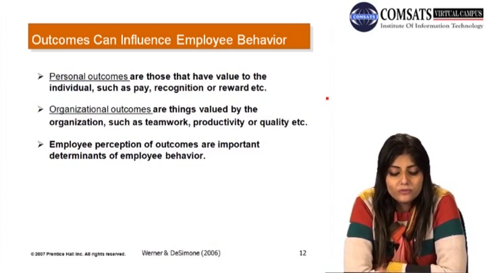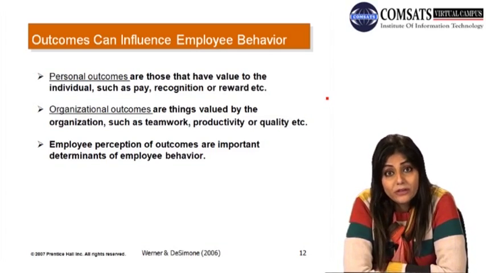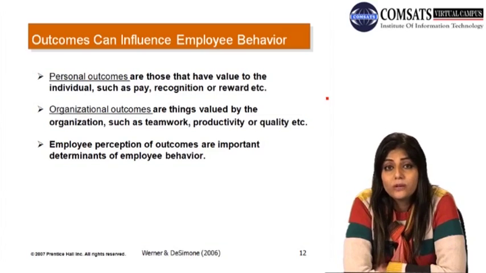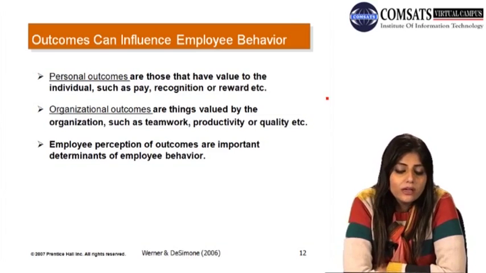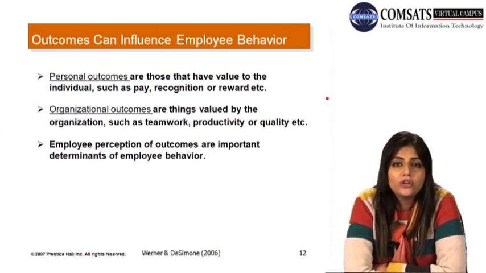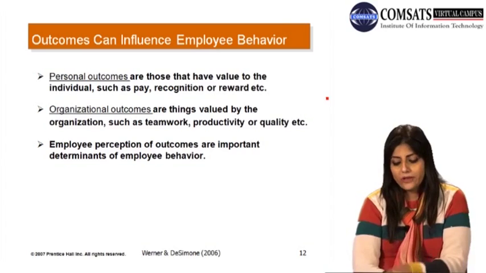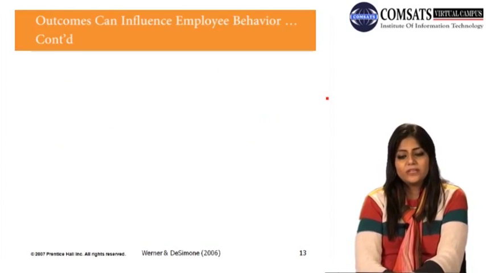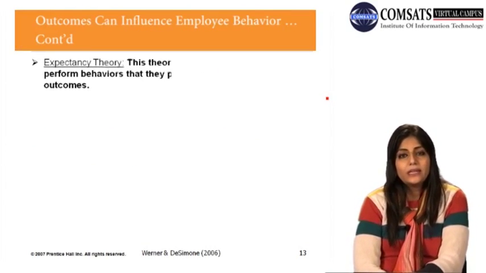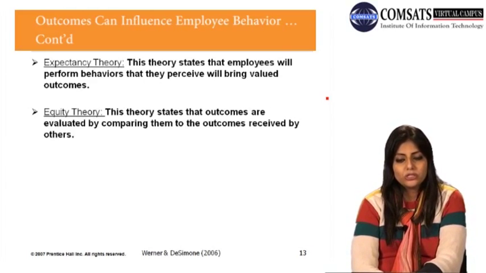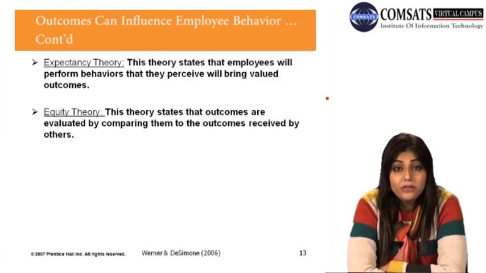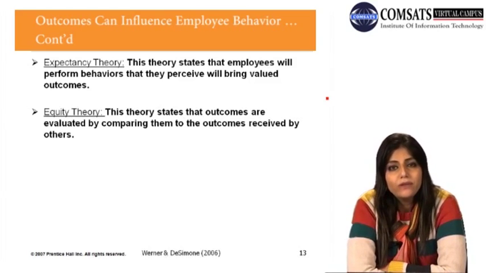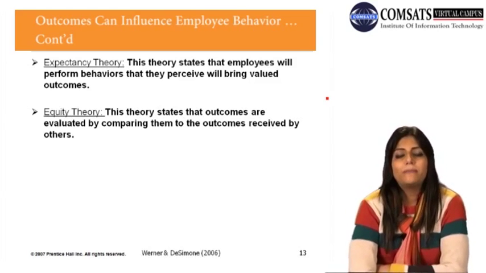So employee perceptions of outcomes are important determinants of employee behavior. It is the perceptions of the employees that are more important. If the employee perceives that he's getting positive personal and organizational outcomes, then his behavior would also be influenced positively. But if his perceptions are not positive, then it will not lead to positive outcomes. How outcomes can influence employee behavior, we discussed in one of our lectures on the different theories of motivation, and we'll be referring back to those theories very briefly.